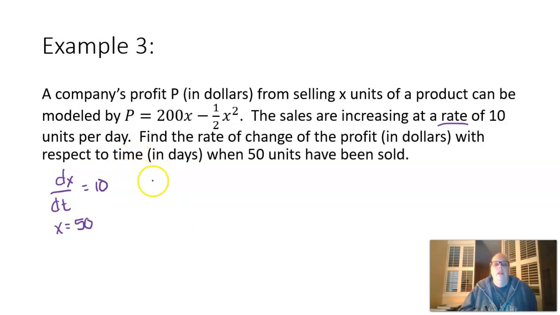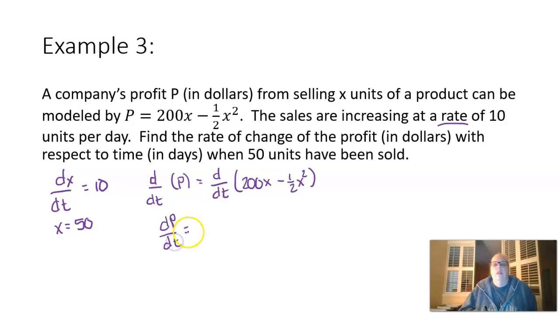Alright. Let's take the derivative with respect to time of both sides of our profit equation up there. We have 200x minus 1/2 x squared. Alright, so the derivative of the profit with respect to time, this is just going to be dP/dt. Over here, the derivative of 200x is just 200, and then we'll have a dx/dt.